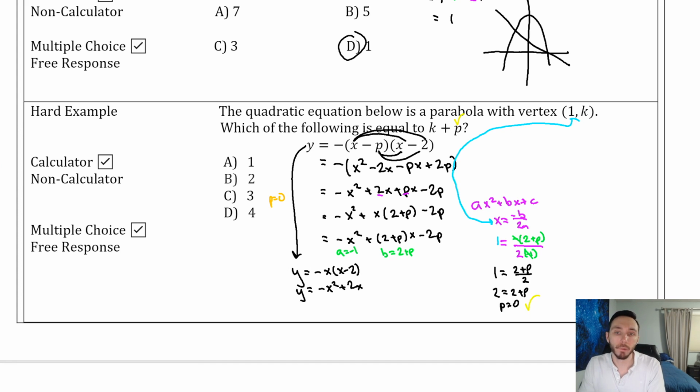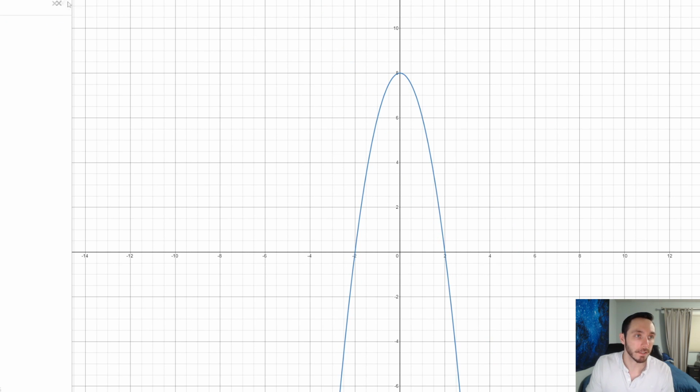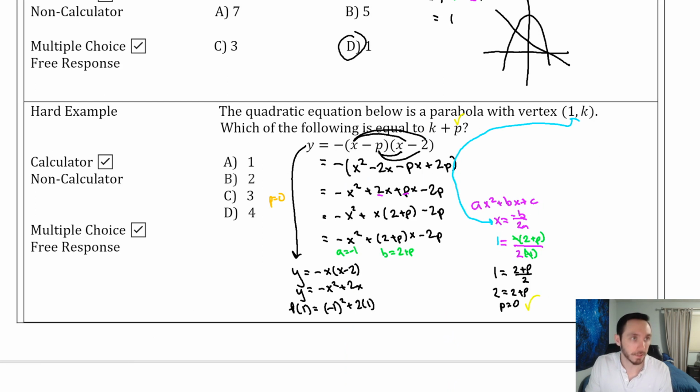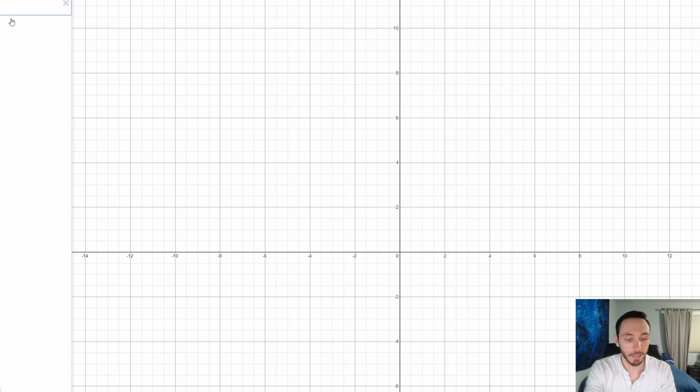If I want to plug my 1 in to hunt down my y, that's actually not that bad at all. I'm going to write f of 1, just because that's what I'm plugging in. Negative 1 squared plus 2 times 1. Actually, this is calculator active too. I could have graphed it at this point. Literally, I'll just do that right now. I know what the equation is. It's negative x squared plus 2x. So negative x squared plus 2x, done. It's 1 comma 1.